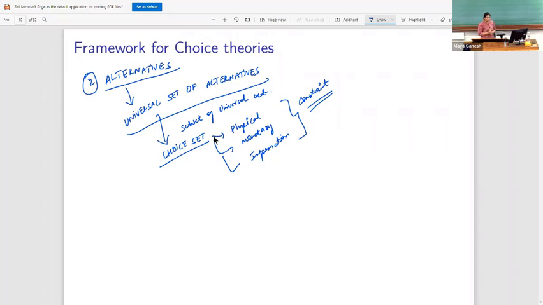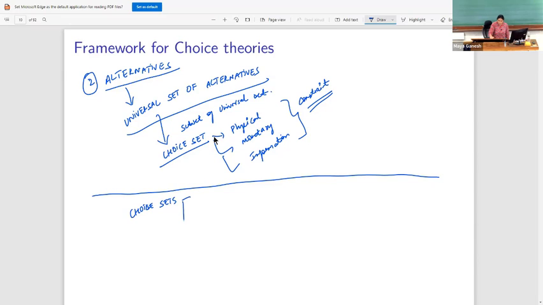Now, the other interesting and useful distinction that we make in terms of the choice sets themselves is what we call continuous choice sets and discrete choice sets. What do I mean by continuous choice sets? This is what in your microeconomic theory you would have learned about commodity bundles, etc. That is the basis for your classical microeconomic demand analysis and all of that.